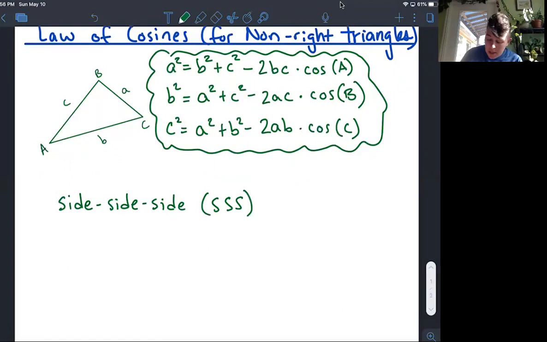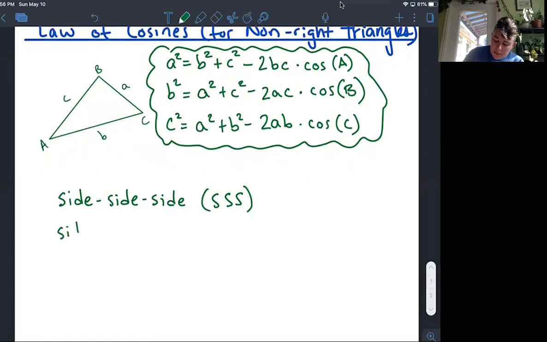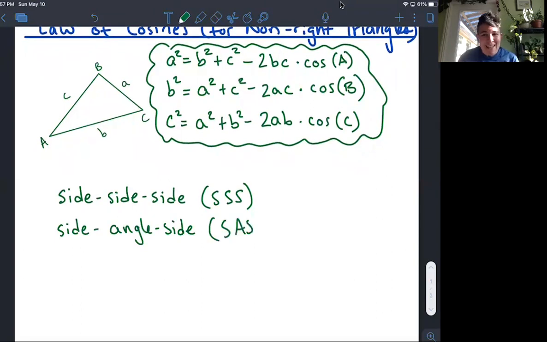The other time I'm going to use the law of cosines is when we have 2 sides and the included angle, the angle between them, the angle that they're kind of hugging together. We call that SAS. So if you have 2 sides and the angle between them, you would use the law of cosines.